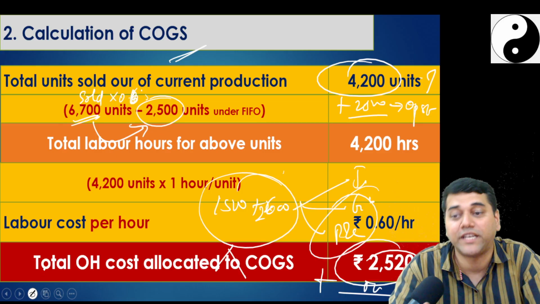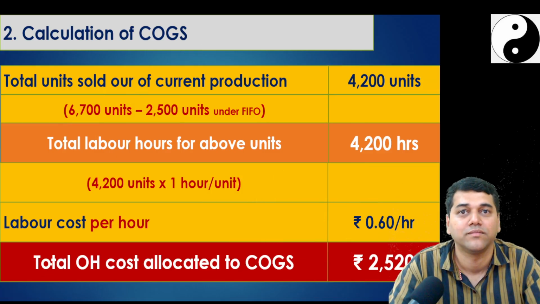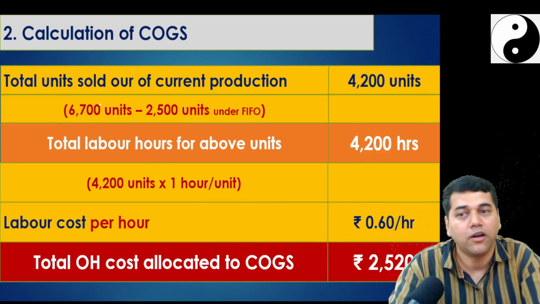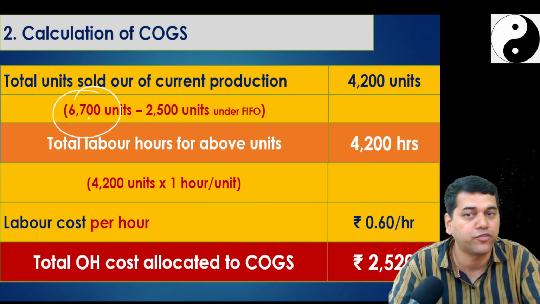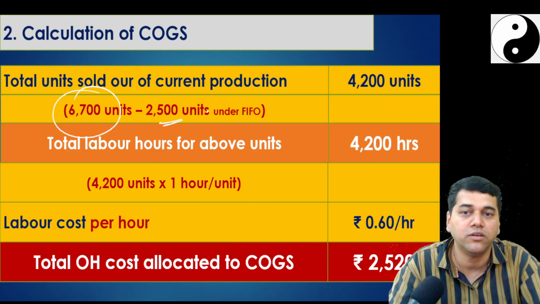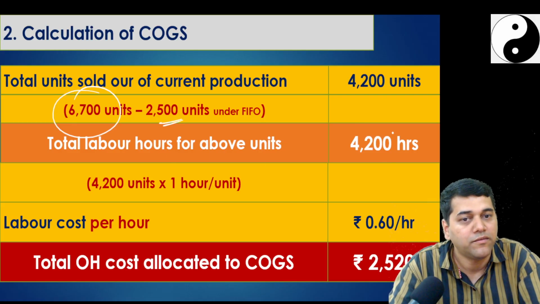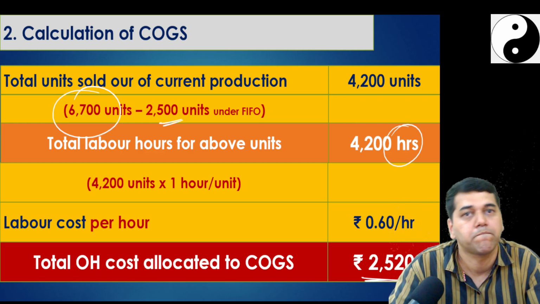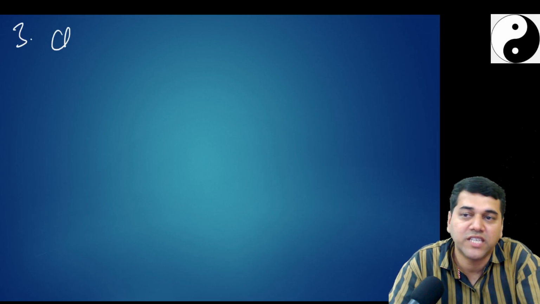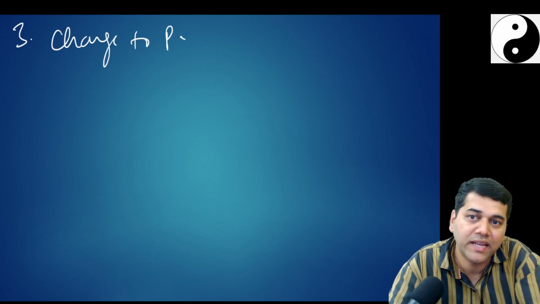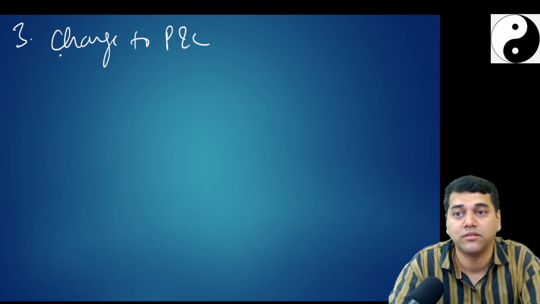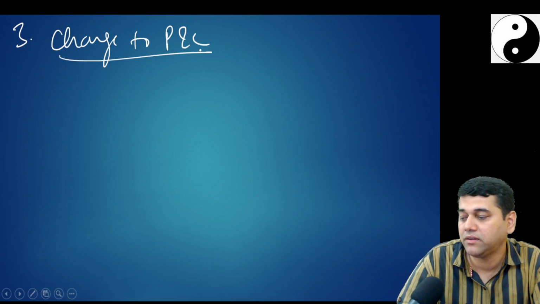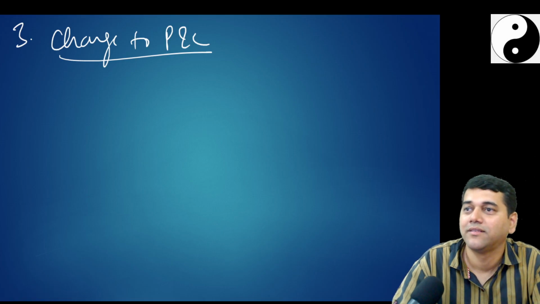overhead cost allocated to COGS. How? From the sales, if FIFO is followed, I will take that opening stock and then find out the number of hours, multiply this, get this value. Okay, done. Next, third item. How much is the charge to P&L out of this overhead cost? Did any overhead cost go to P&L?